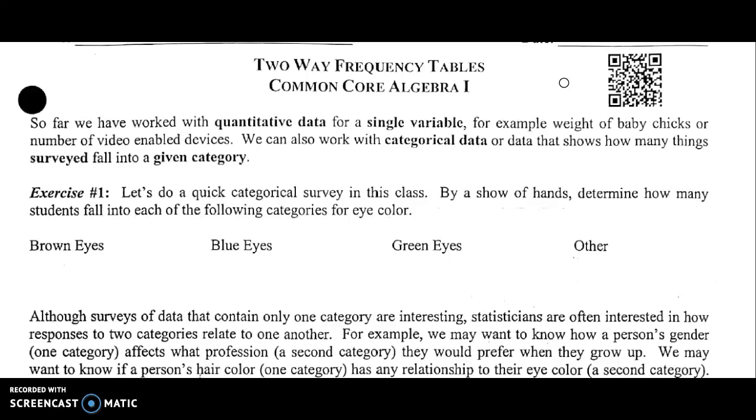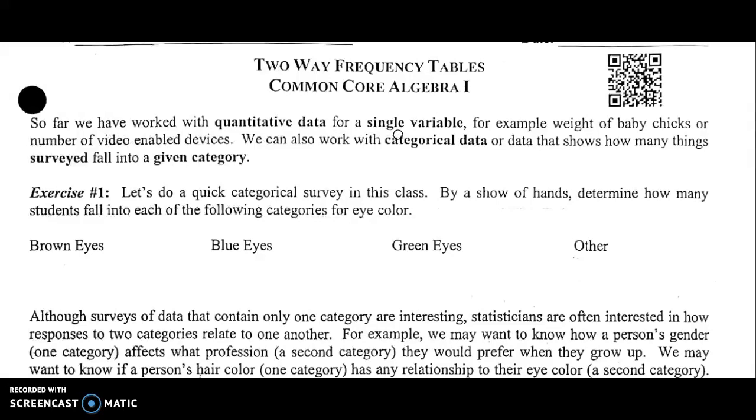So we're going to be finishing up our chapter on statistics with something we call two-way frequency tables. Early in this chapter, we're working with what we call quantitative data for a single variable. That's stuff that we can measure or take a median or a mean of, things like weight of baby chicks or number of video-enabled devices.